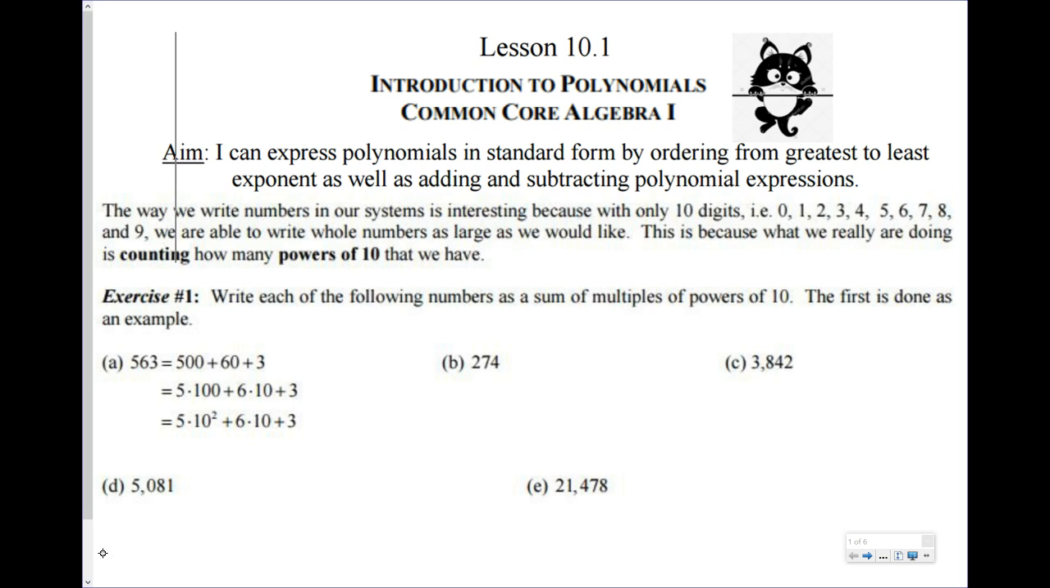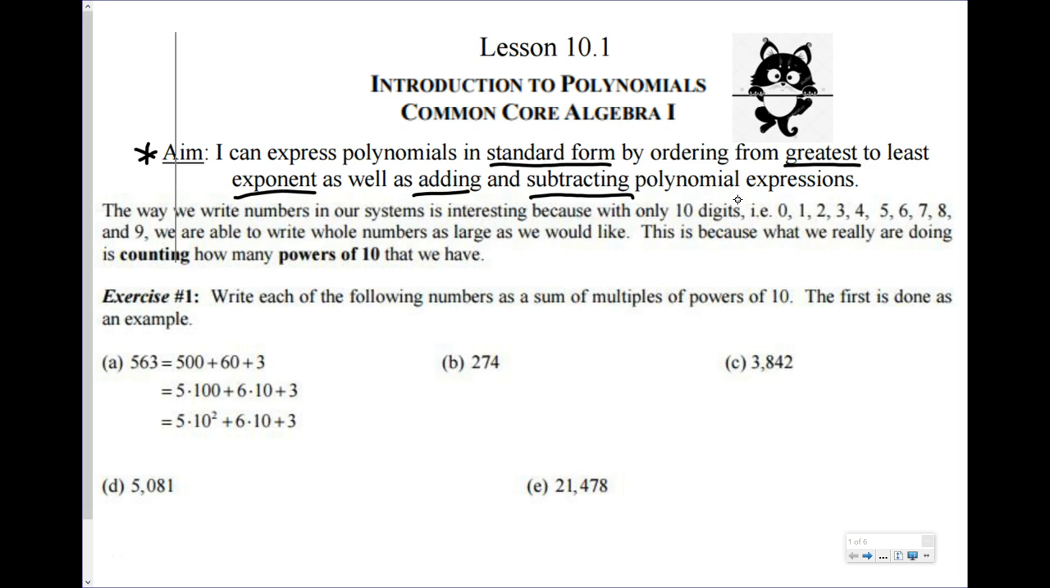So the first lesson of Unit 10 is an introduction to polynomials and how they work. And your aim today is two things. First, that you can express polynomials in standard form by ordering from greatest to least exponent. Your other aim is that you can add and subtract polynomial expressions. So we've got two aims in one today.